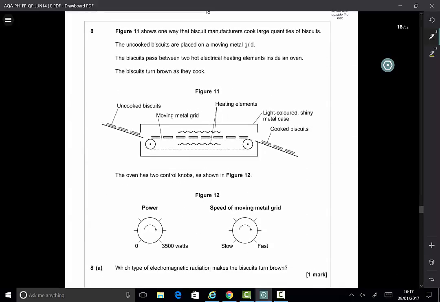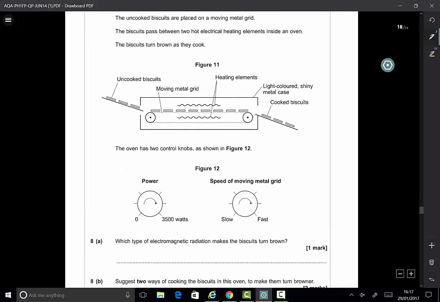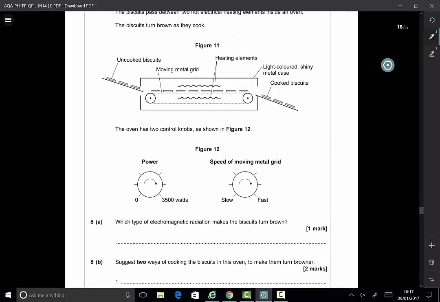Biscuits. I saw the word biscuits. Figure 11 shows one way that the biscuit manufacturers cook large quantities of biscuits. Uncooked biscuits are placed on a moving metal grill. They pass between 2 hot heating elements and the biscuits turn brown as they cook. There are 2 control knobs, one for power, one for the speed of the grill. Which type of electromagnetic radiation makes them turn brown? So we're looking at radio waves, microwaves, infrared, visible light, ultraviolet, X-rays or gamma rays. The one we know is heat radiation is infrared.